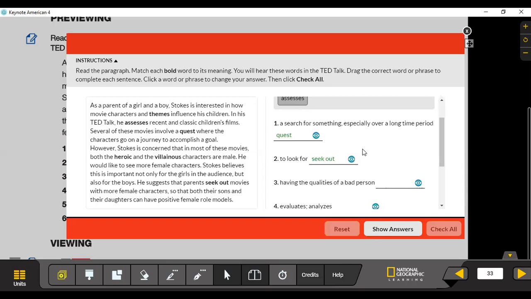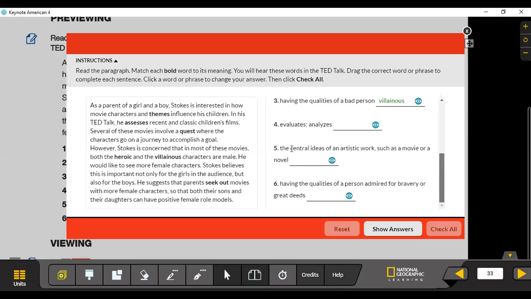Having the qualities of a bad person. Villainous, yes, villainous. Number 4, evaluates, analyzes. Assesses. Very good. 5, the central ideas of an artistic work, such as a movie. Theme. Okay. Very good. And having the quality of a hero. Heroic. All right. Very good.